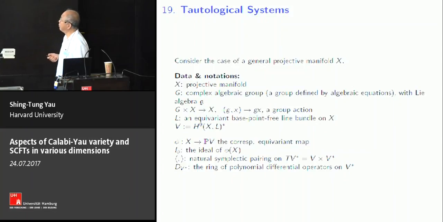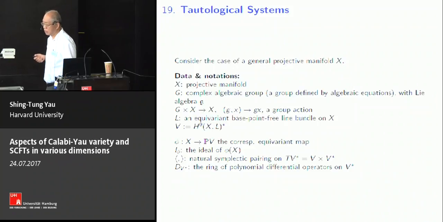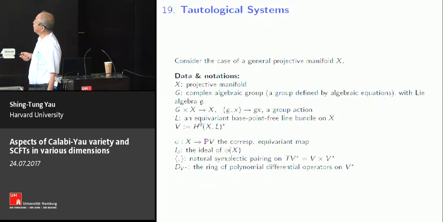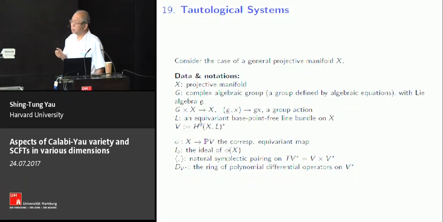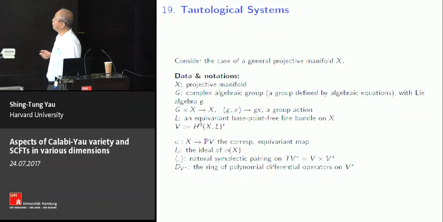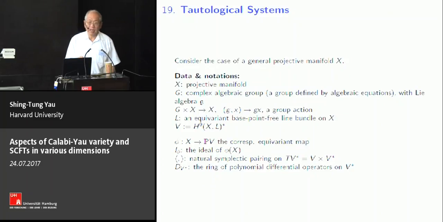Now, given the embedding of X into projective space of V, this defines an equivariant map, because we assume L is equivariant under the group action G on X. So this would be a nice equivariant map. And given this embedding, we have an ideal of functions vanishing on the image of phi X, because the image of phi X is an algebraic variety by itself. So this L phi is important.